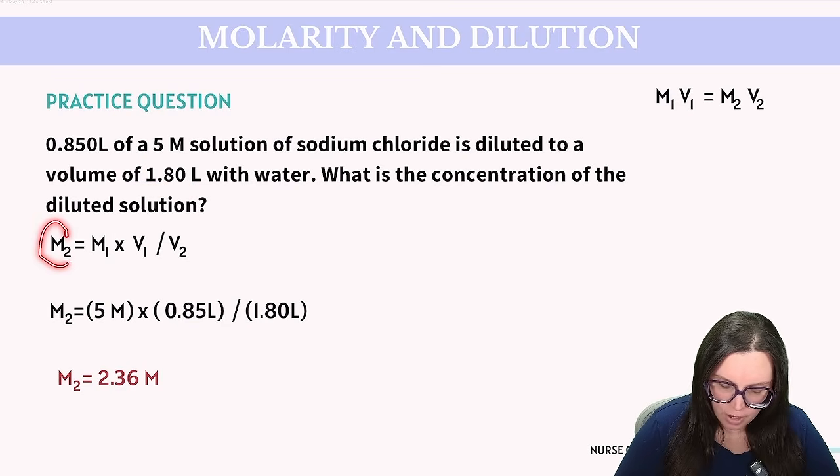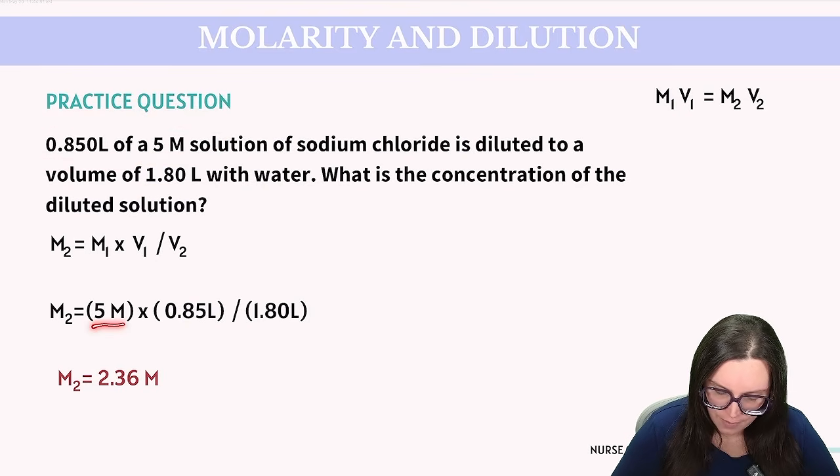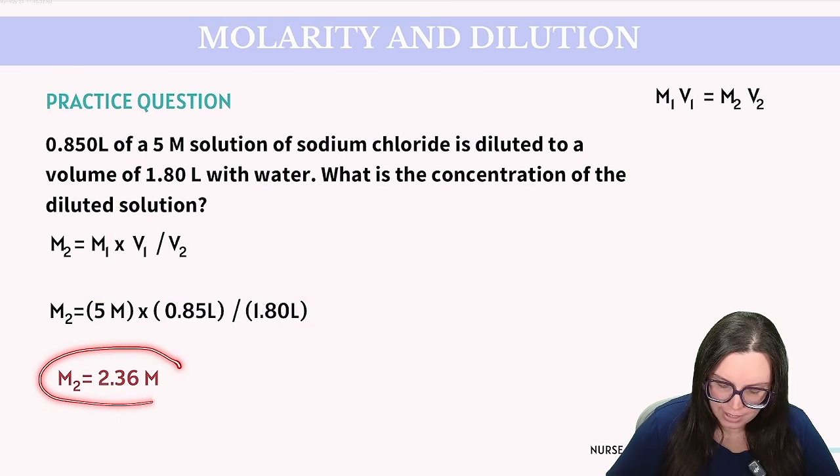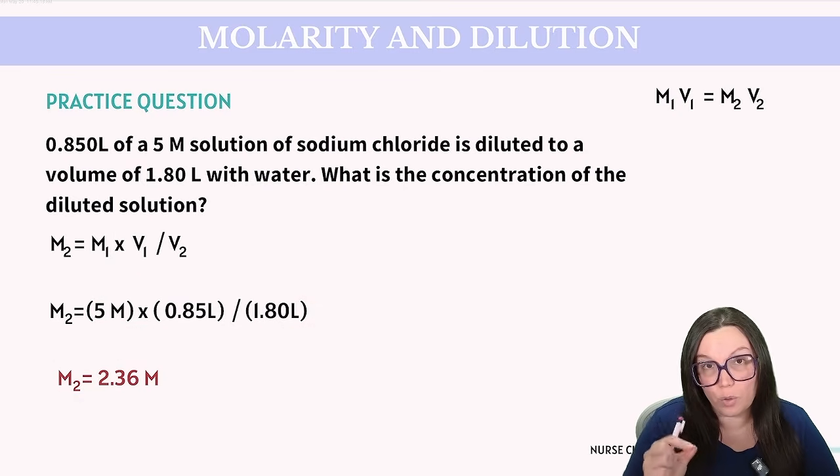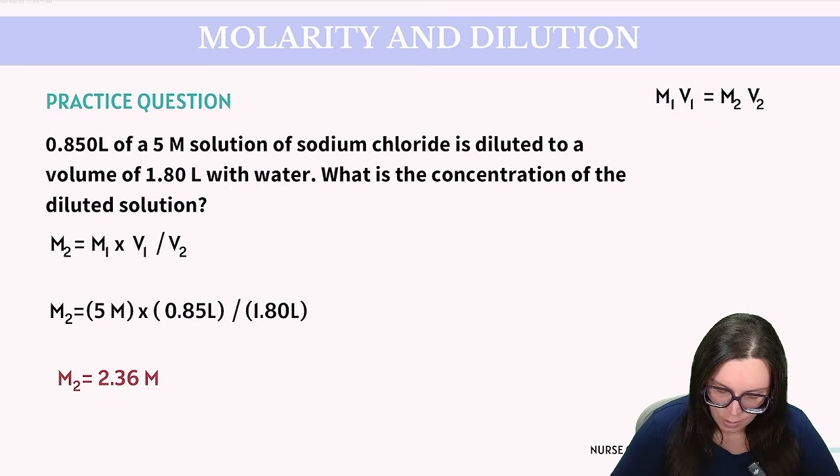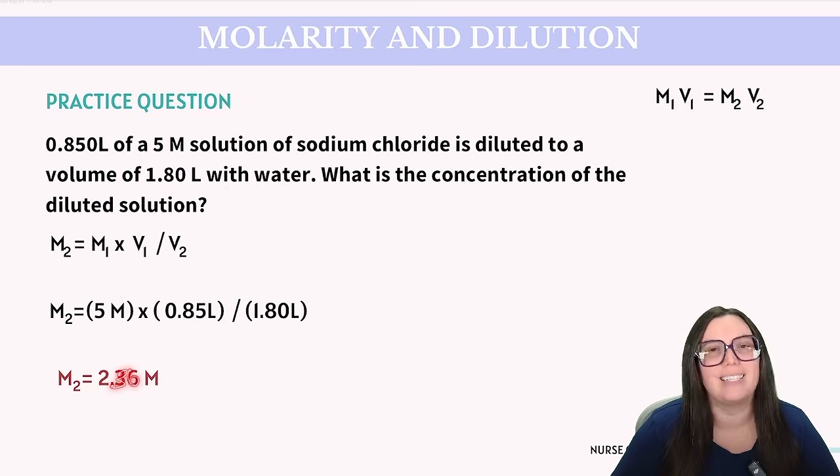So I'm going to go ahead and put that on the left side of my equal sign, and I'm going to multiply my first solution, which is our M1 V1, and I'm going to divide that by what we added for the dilution of our second solution. So we're just going to go ahead and plug in our numbers. So we have 5M multiplied by 0.85 liters. This is our first solution. And it's going to be divided by the final volume of the diluted solution, 1.80 liters. If we do our calculations correctly, we should see that the molarity of our second solution is now going to be 2.36 M.